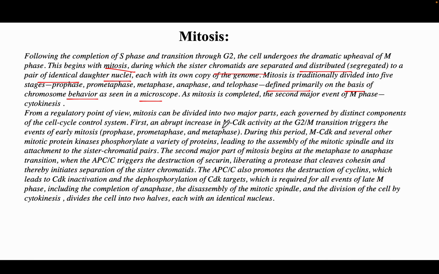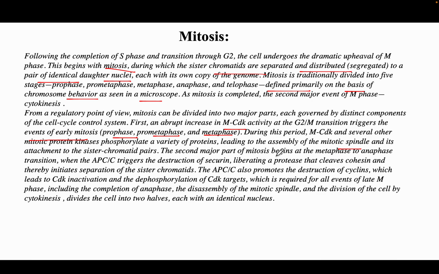First, an abrupt increase in mCDK activity. mCDK helps promote the cell into mitosis. At the G2/M transition, there is an increase in mCDK activity that triggers the events of early mitosis: prophase, prometaphase and metaphase. During this period, mCDK and several other mitotic protein kinases phosphorylate a variety of proteins, leading to the assembly of the mitotic spindle and its attachment to the sister chromatid pairs.